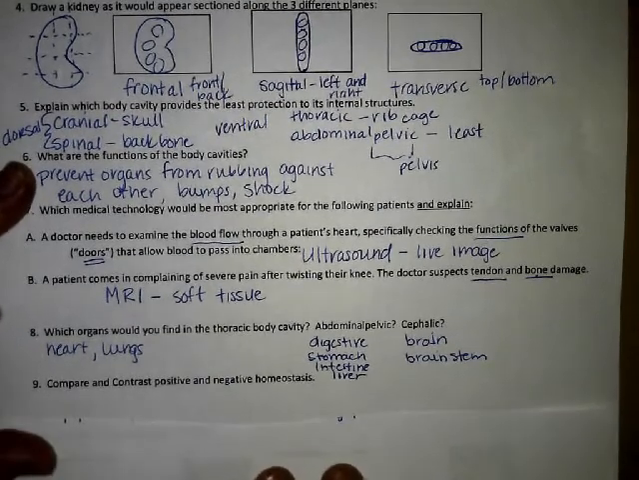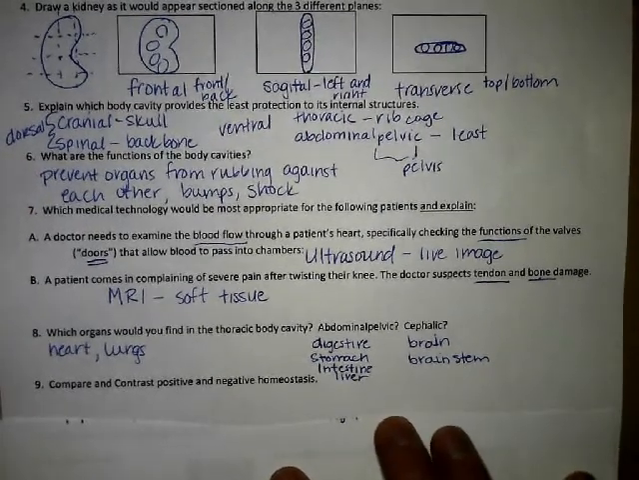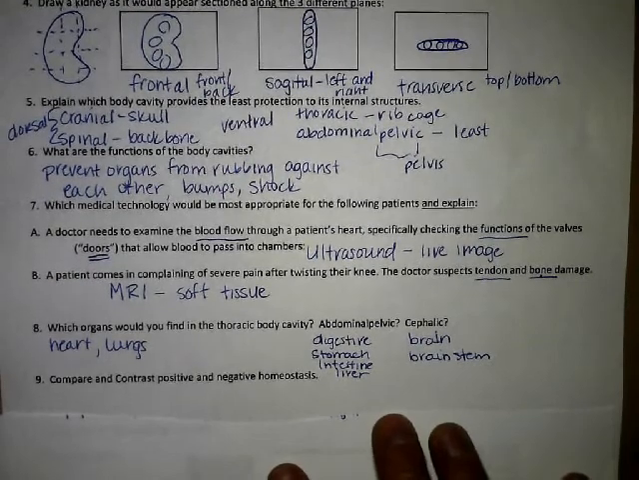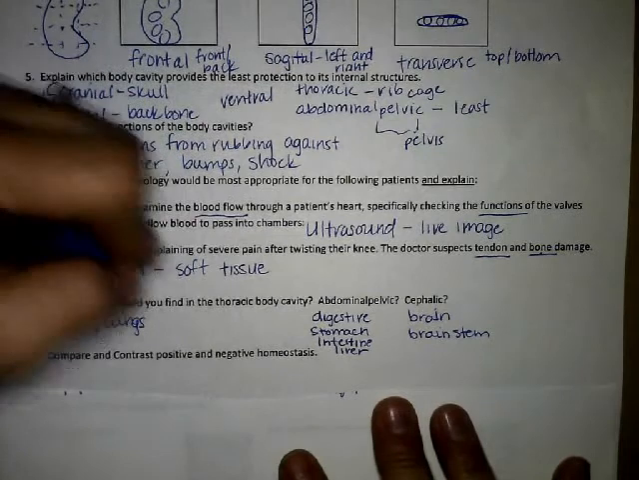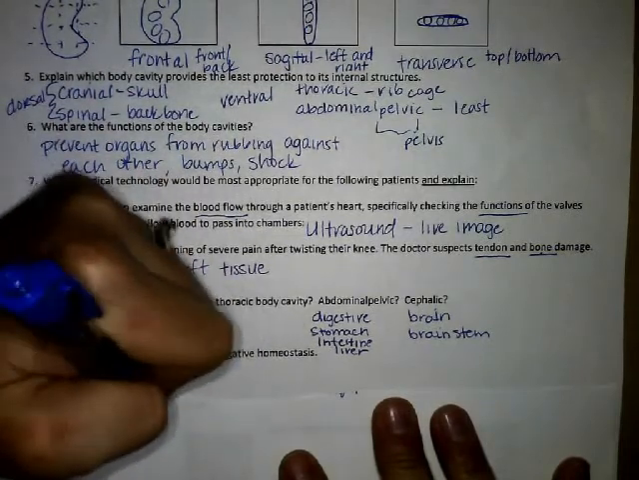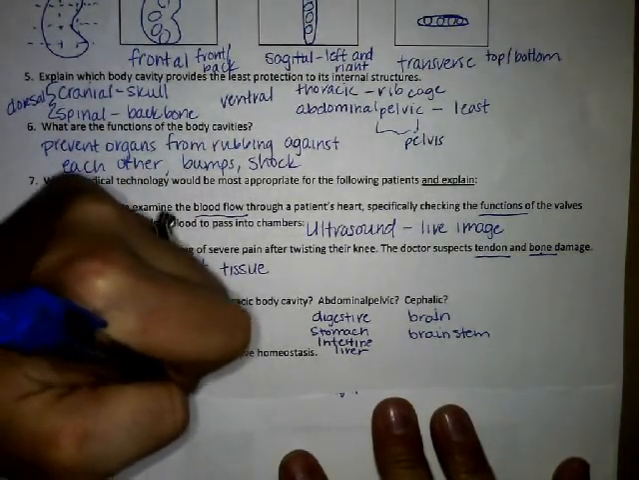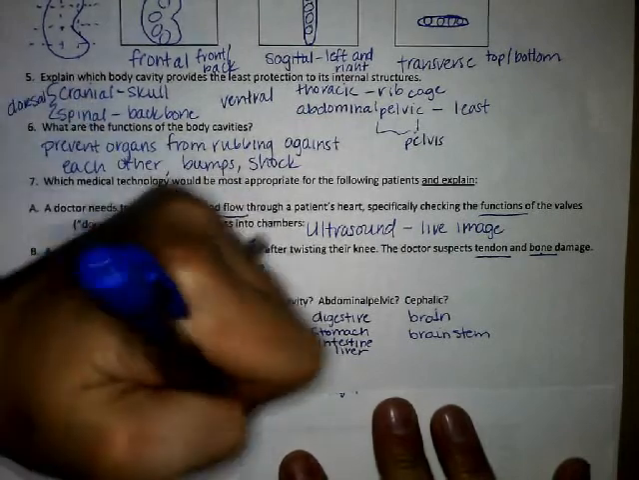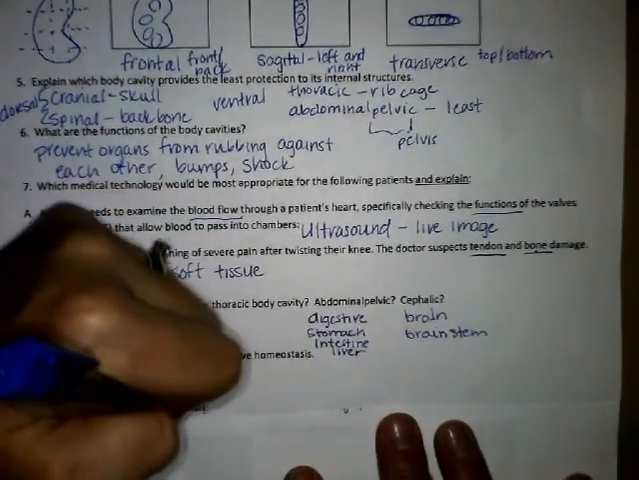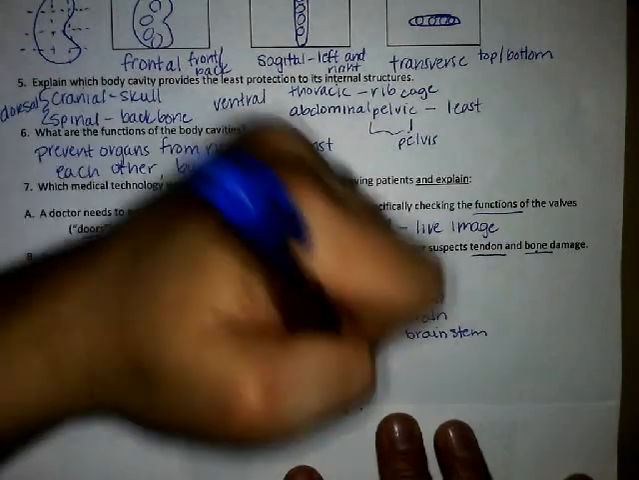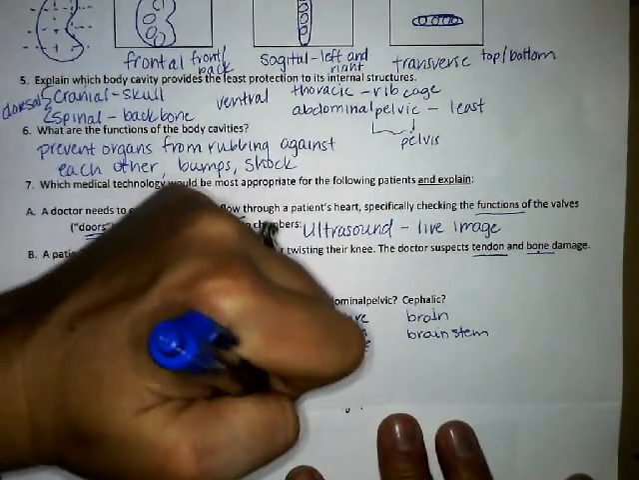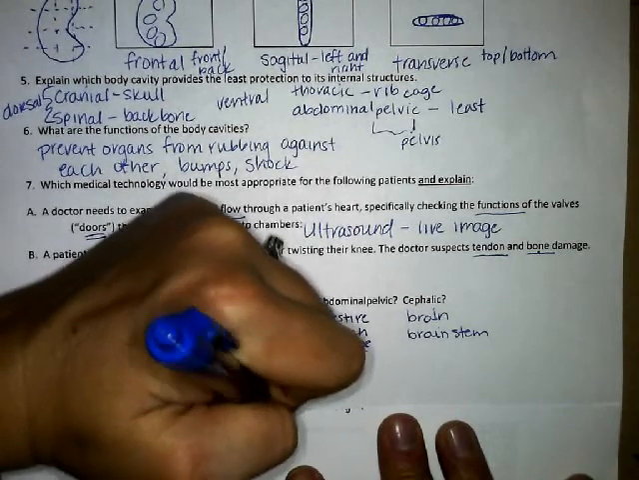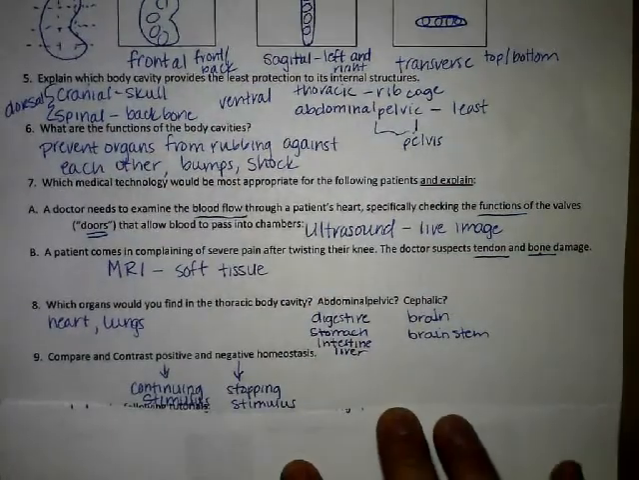And then compare and contrast positive and negative homeostasis. Well, we kind of talked about this in question number 2 back at the top, but remember, positive homeostasis, you're continuing a stimulus. In negative homeostasis, you're stopping a stimulus from occurring.